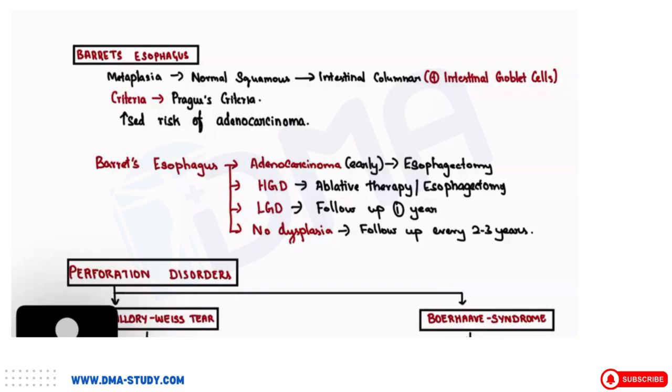The named criteria is the Prague criteria. Since it is a columnar cell, squamous cells will undergo squamous cell carcinoma, while columnar cells will undergo adenocarcinoma.